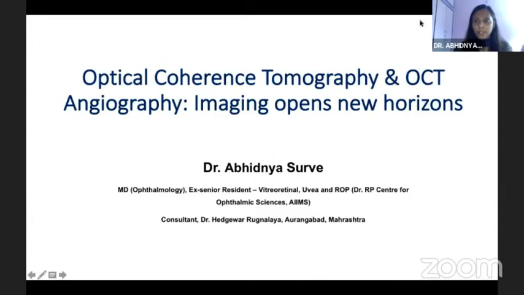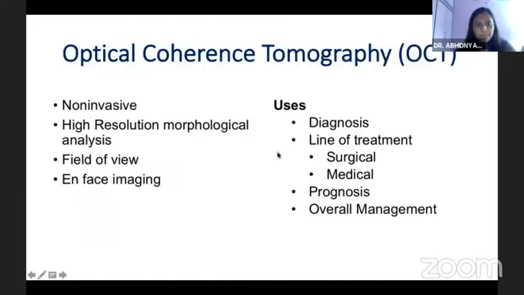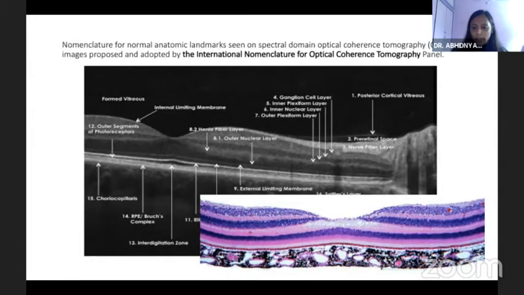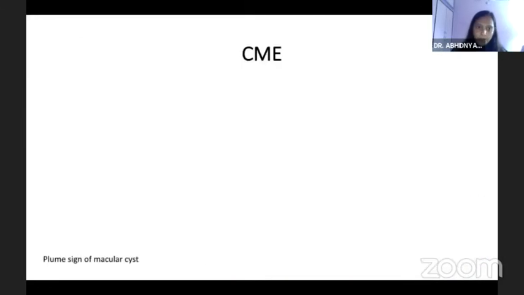And I will be talking on OCT and OCTA imaging: opening the new horizons. So we all know the various uses of OCT, and the international nomenclature for OCT has described the various layers from posterior cortical vitreous to the choroid-scleral junction. And this correlates very well histologically also.